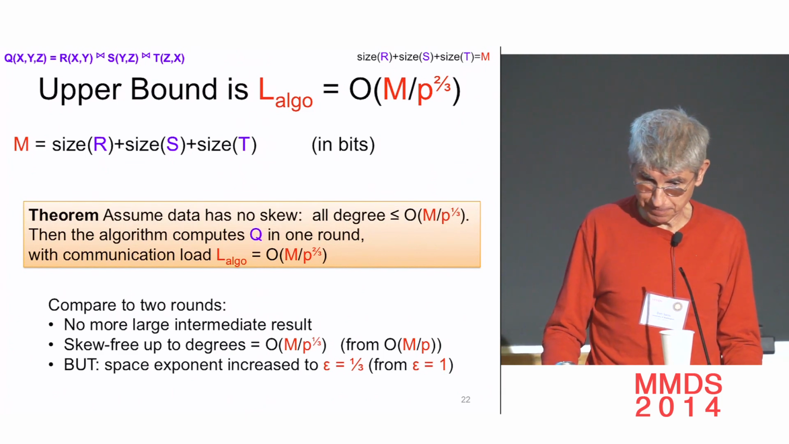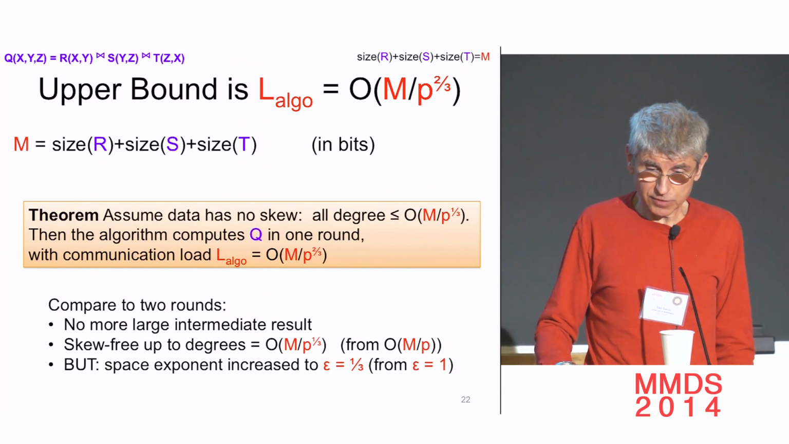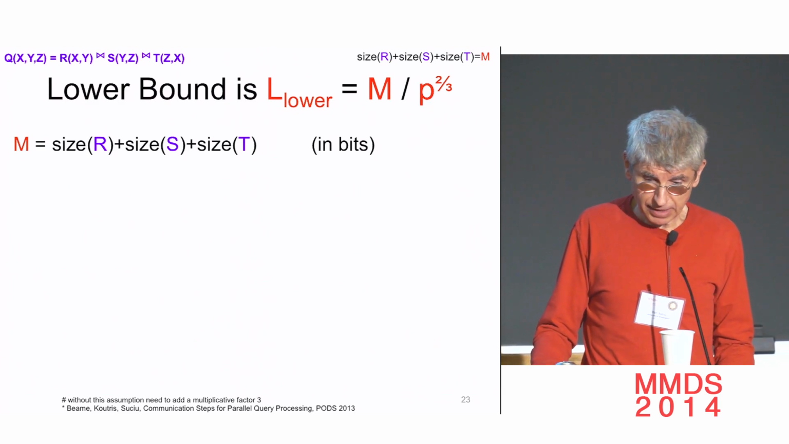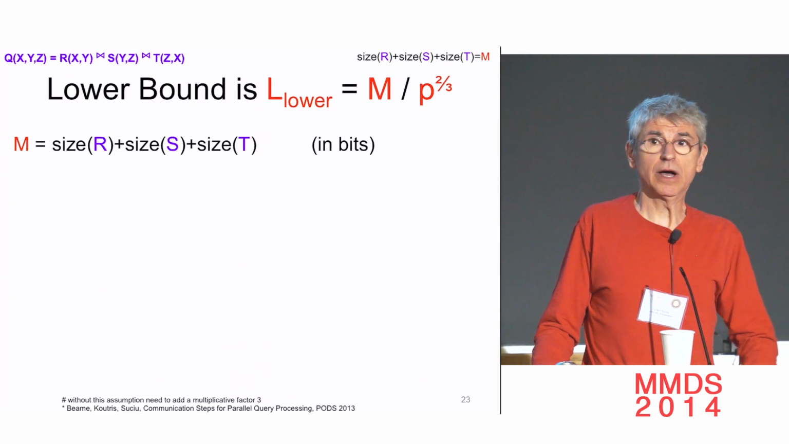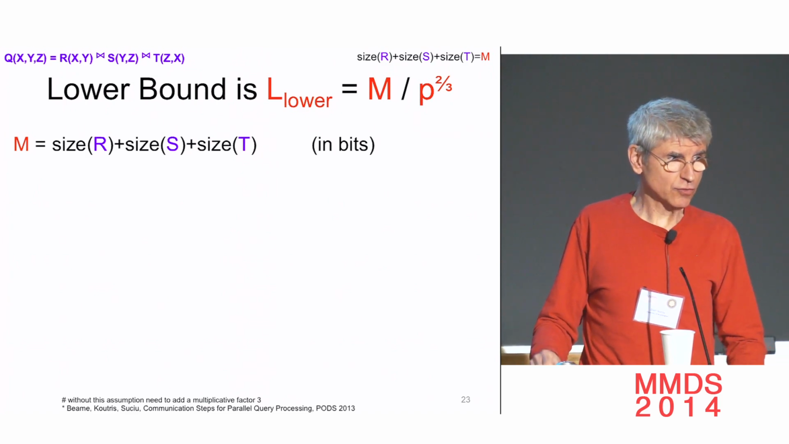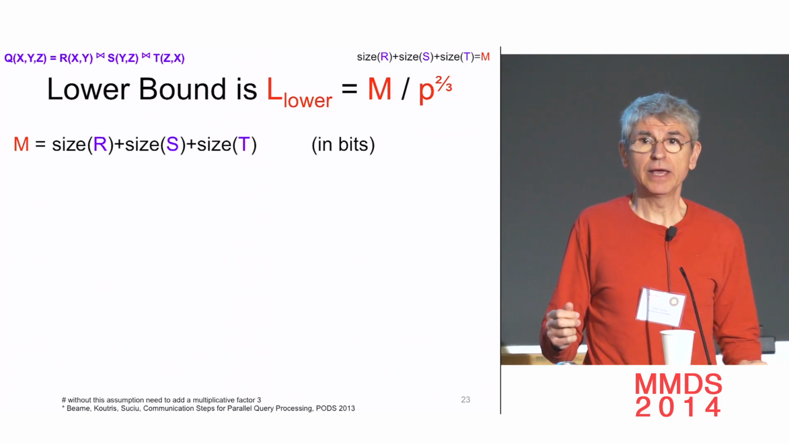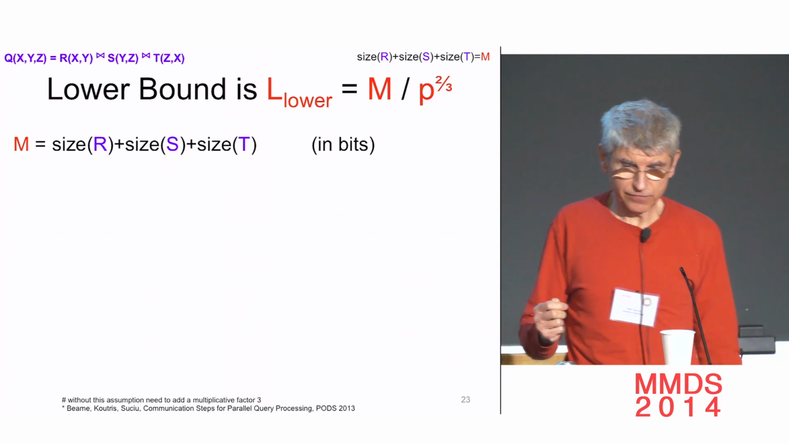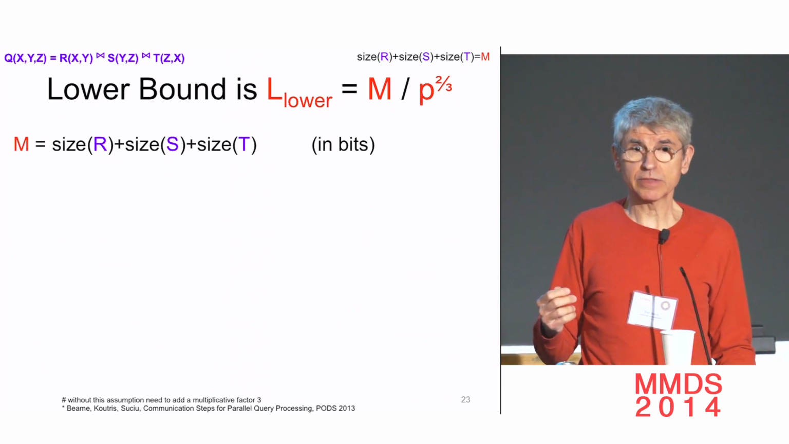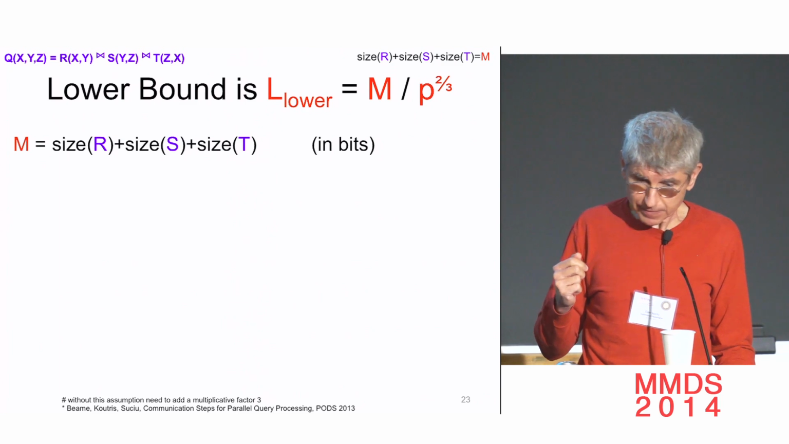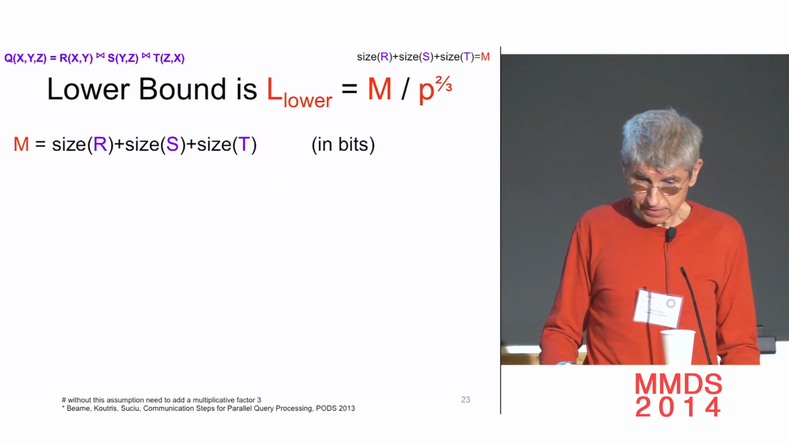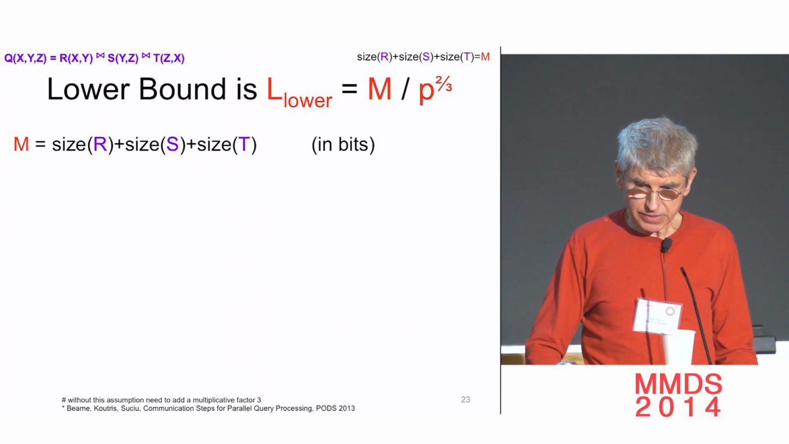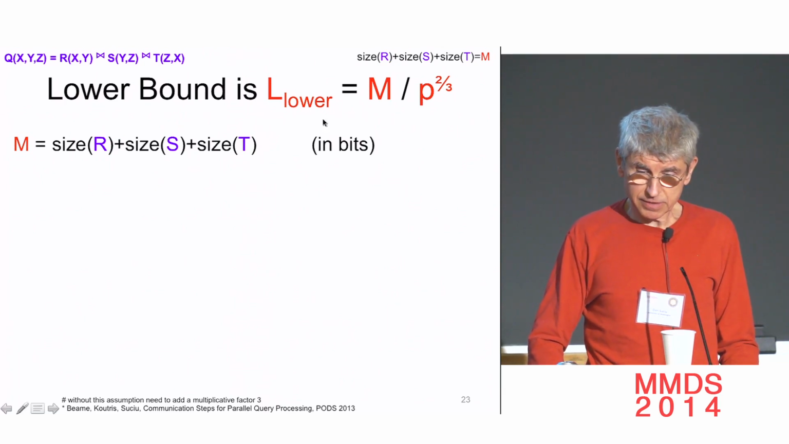Can we improve this? And this is what we proved in a paper last year, that the answer is no. You cannot compute the triangle query in a single round with a smaller communication load. And here is the result. This is a formula.